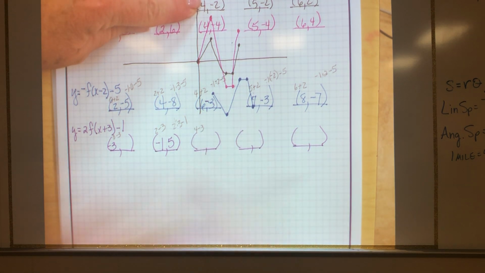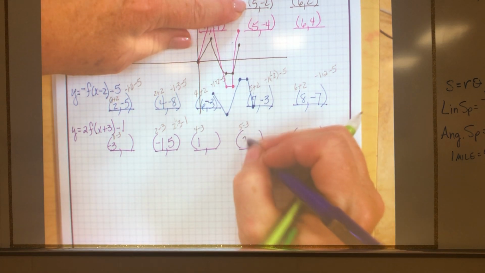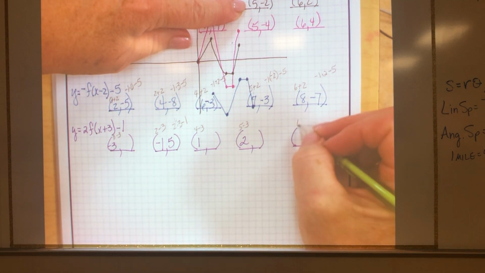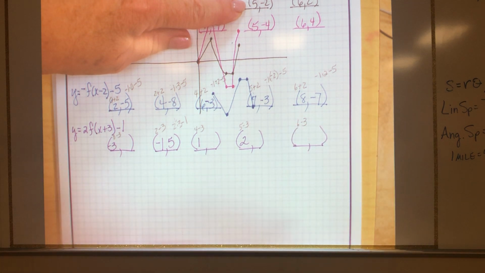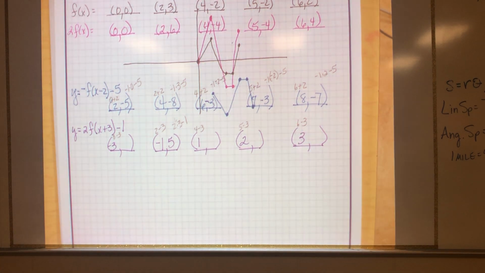Okay, on this one right here, I'll go 4 minus 3. What's 4 minus 3? And this one, 5 minus 3. What's 5 minus 3? And this one, 6 minus 3. What's 6 minus 3? Very good. Okay? So, kind of like you get in a pattern so you keep going.